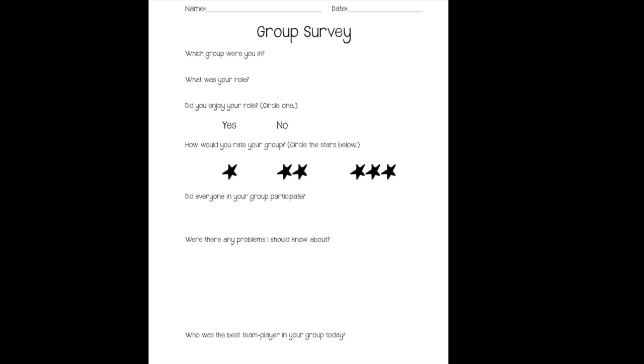And then the last question is my favorite. It says, who was the best team player in your group today? And students won't be able to write their own names. That's why I have their name written on the top. But I really want them to see this and get in the habit of just using, I will use this as a positive reinforcer, and just really my hope is that it will motivate them to want to be great team players so that their group members will nominate them. And it also helps them recognize these good efforts and successes in their classmates.